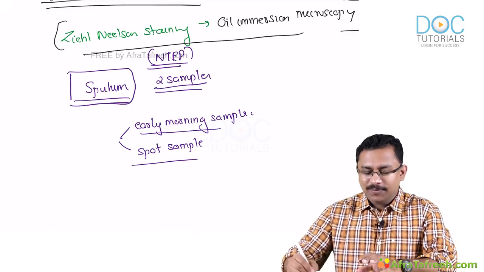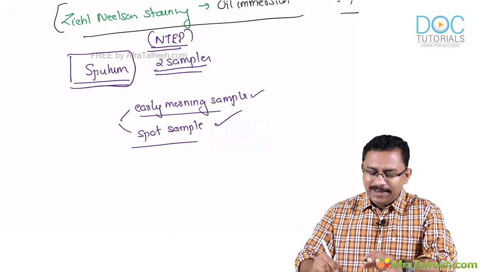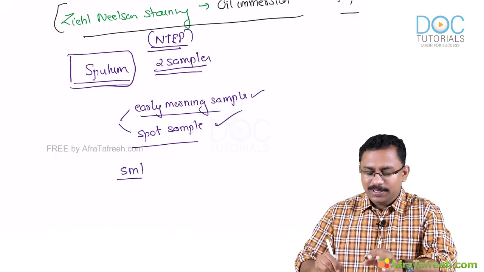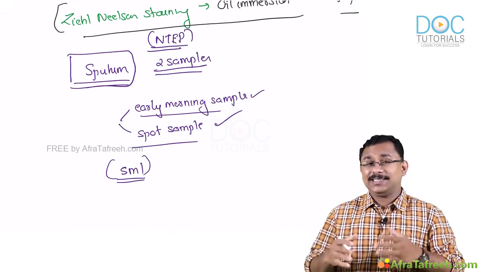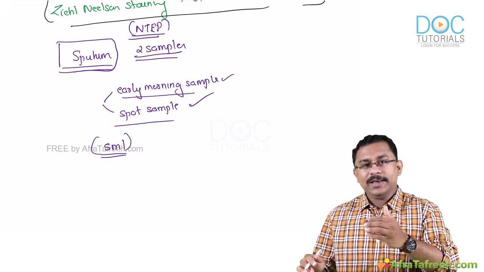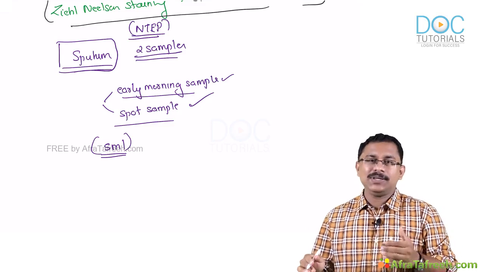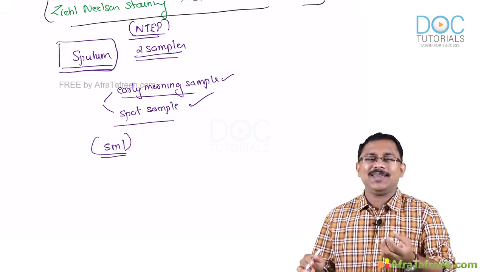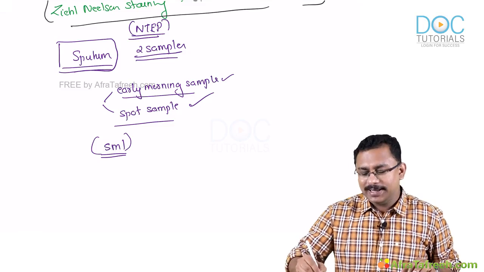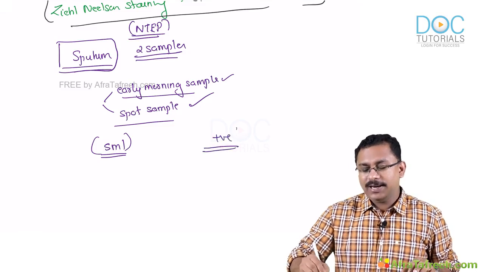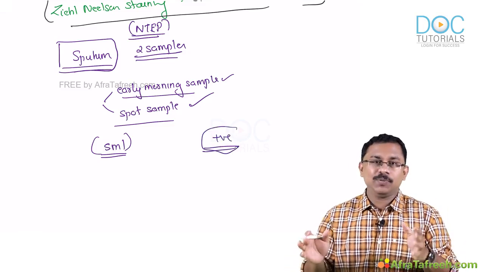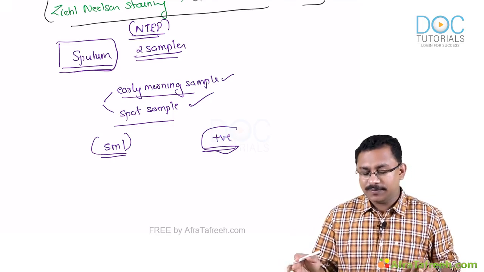Now, two samples have to be taken. Ideally, you would prefer a sputum amount of around 5 ml. That is ideally preferred. Now, if any of these samples turn positive for the bacilli, you would say that the test is positive. It need not be that both samples should be positive. Any one of them should be positive.